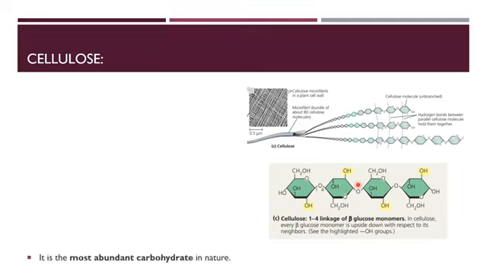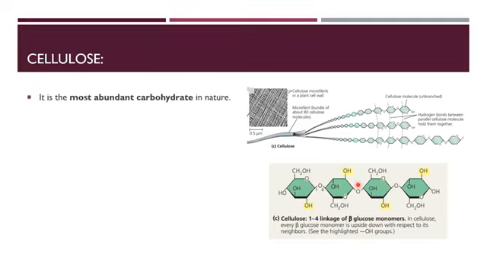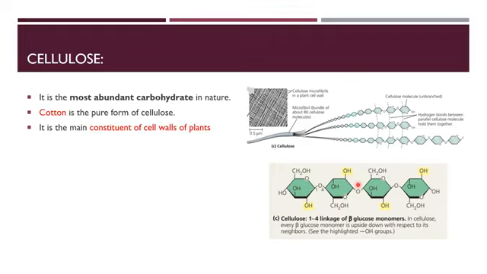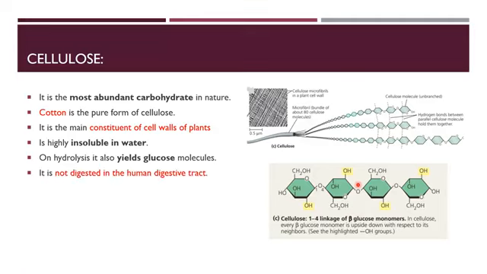Now the cellulose. So students, all of these types that we are discussing here, the starch, the glycogen, the cellulose, the chitin, you need to differentiate between all of them with reference to their bonds, their structures, and their solubilities. Cellulose is the most abundant carbohydrate in nature, and cotton is an example of cellulose. Cellulose is also present in the cell walls of plants, and it is insoluble in water. And it yields glucose molecules on hydrolysis.